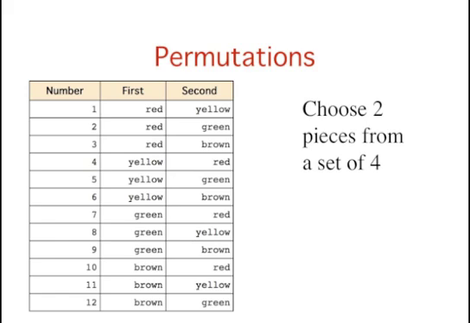Suppose that there were 4 pieces of candy, red, yellow, green, and brown, and you were only going to pick up exactly 2 pieces. How many ways are there of picking up 2 pieces? All the possibilities are listed here. The first choice can be any of the 4 colors. For each of these 4 first choices, there are 3 second choices. Therefore, there are 4 times 3, which equals 12, possibilities.